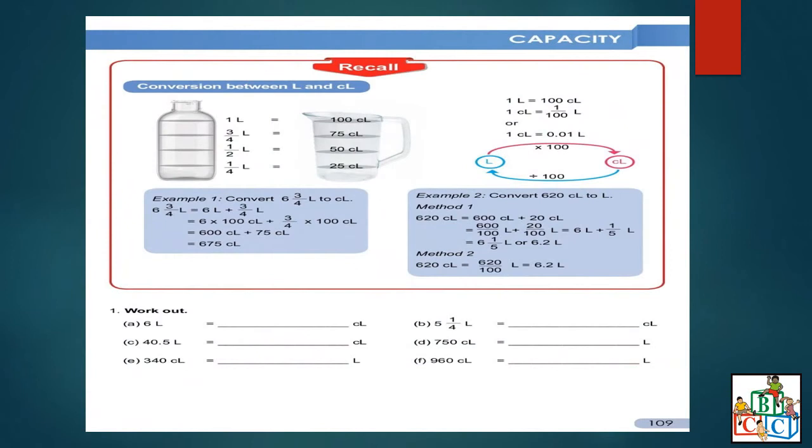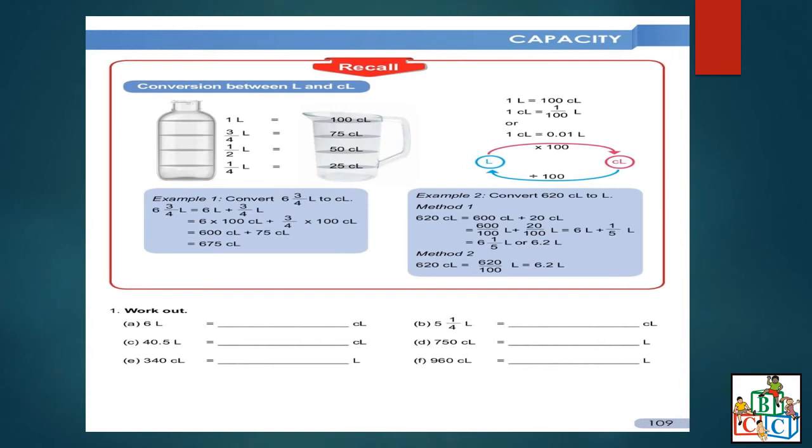Now let us see in our book. On page 109, you have a table of conversion between liters and centiliters. 1 liter is equal to 100 centiliters. 3/4 liters is equal to 75 centiliters. Half liter is equal to 50 centiliters. 1/4 liters is equal to 25 centiliters.